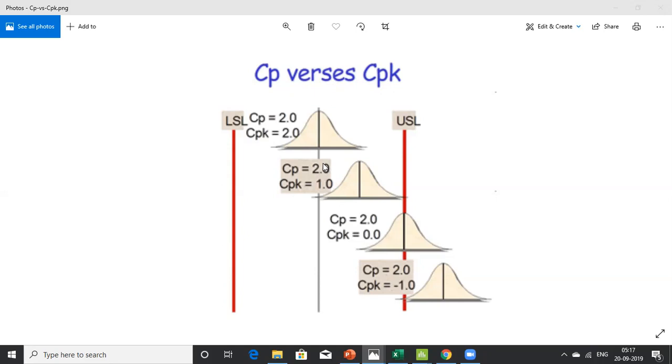And for CP as well as CPK, if any of these capability numbers that you get is equal to 1 or above, it means that your process is capable, right? Or, second point, it is well within the specification limit. In this case, this process again is within the specification limit. However, the CPK number is 1 and the CP number is 2, right?